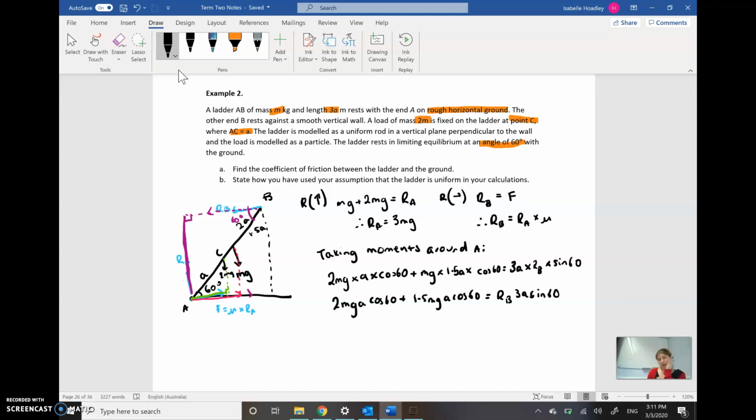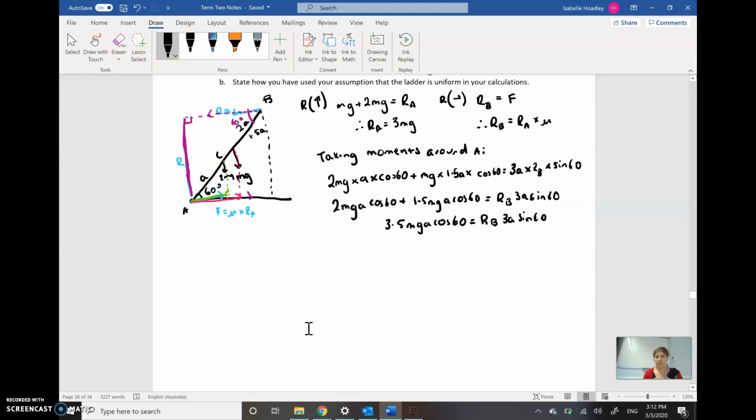Now we've got 2mga cos 60 and 1.5 mga cos 60, so I can add those together because they're like terms. So I end up with 3.5 mga cos 60 equals RB 3a sine 60. Okay, so I'm just going to move my page down a little bit. Okay, so from here, now if I go back to looking at my resolving horizontally, I know that RB equals RA times by the coefficient of friction. Now this is what we're solving for. We still don't know what RA is, but I do know that RA is equal to 3mg. So if I want to, from this point, I'm going to divide RB by 3a sine 60. So I've got 3.5 mga cos 60, that's my left-hand side, divided by 3a sine 60, that's my right-hand side, divided by that.